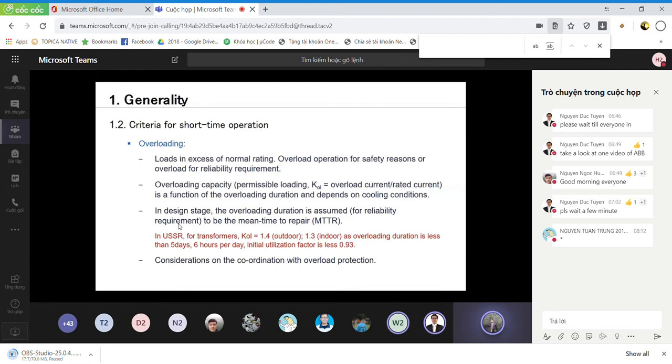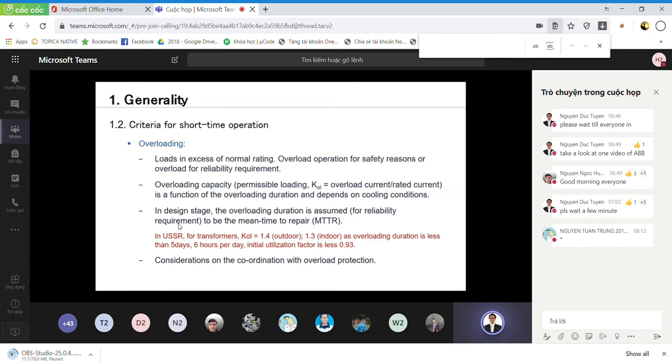Sure. So if the utilization factor is lower than 0.93, you can implement the overload condition here, 1.4. And sometimes it's 0.7, for example, you can increase to 1.5. So the condition before we have the overload of the transformer should be very, very good. And in order to return to normal operations, you cannot keep the transformer overloaded for more than 5 days. If you keep the transformer overloaded for 7 days or 10 days, the characteristic of the transformer will be damaged and it cannot return to the normal operation anymore, and the lifetime of the transformer may be reduced.